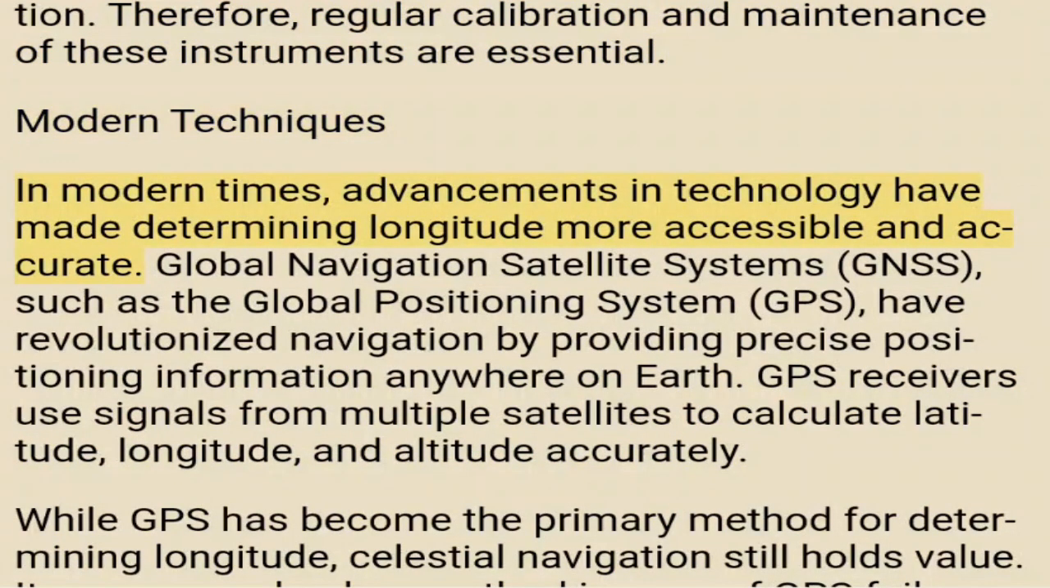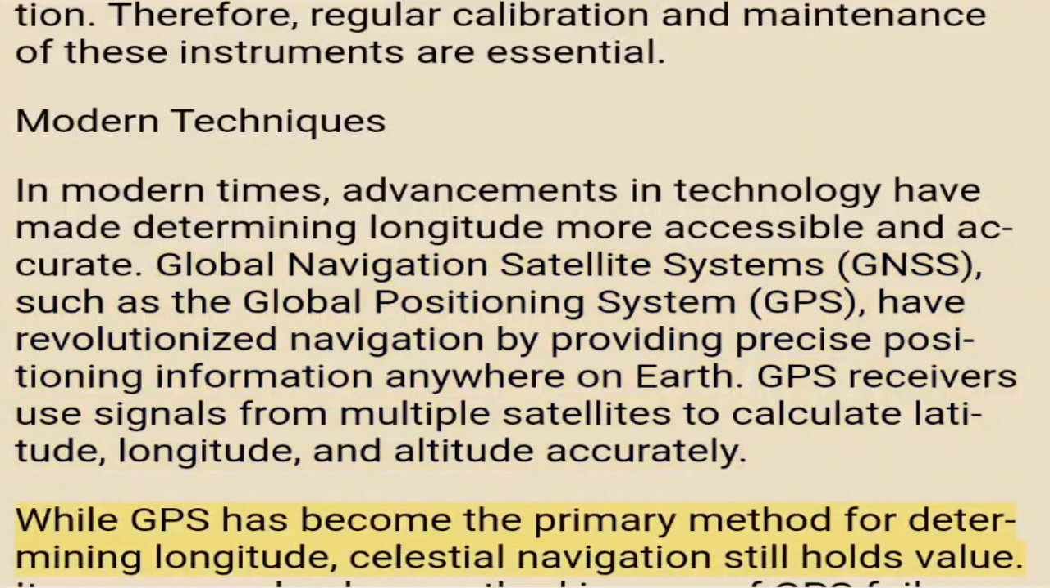Modern techniques. In modern times, advancements in technology have made determining longitude more accessible and accurate. Global navigation satellite systems (GNSS), such as the Global Positioning System (GPS), have revolutionized navigation by providing precise positioning information anywhere on Earth. GPS receivers use signals from multiple satellites to calculate latitude, longitude, and altitude accurately.